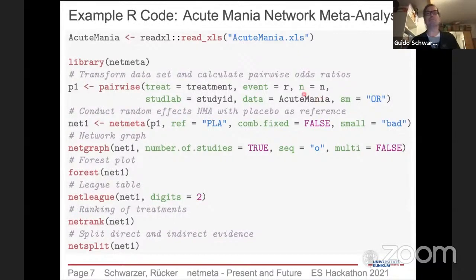So here the outcome were responses. We would like to see several responses. So small values are not good here in this case. And this information is then used in the ranking of the treatments. This command was used to generate the network graph that I've shown you. Here's the command for the forest plot, for the league table, the ranking, and so on. So you can see typically we just provide here the network meta-analysis object.